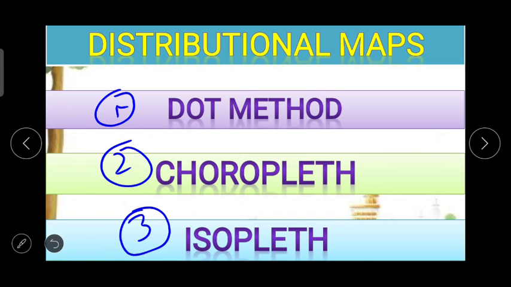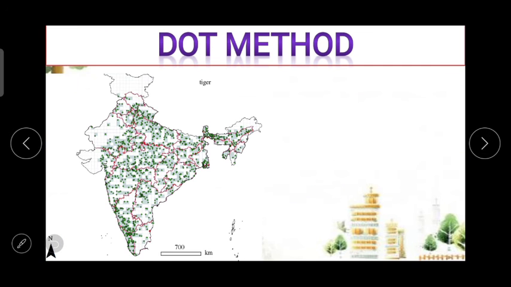What is the dot method exactly in distributional maps, how dots are made, then what is the choropleth method and what is the isopleth method. Now one by one we'll study, and first here on the screen is the dot method.